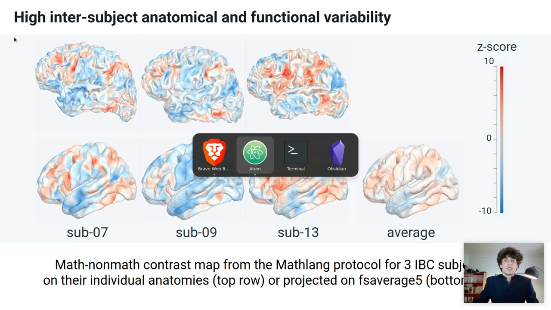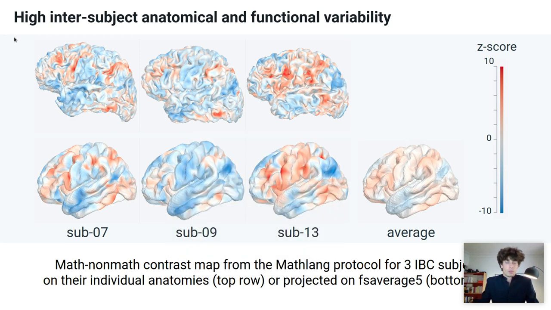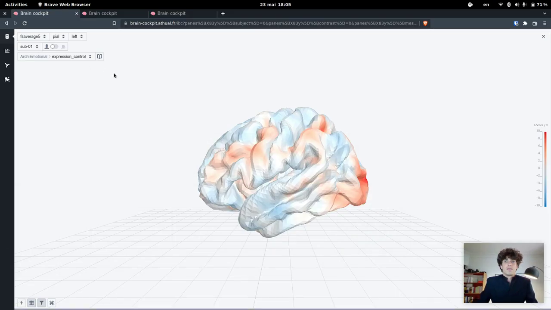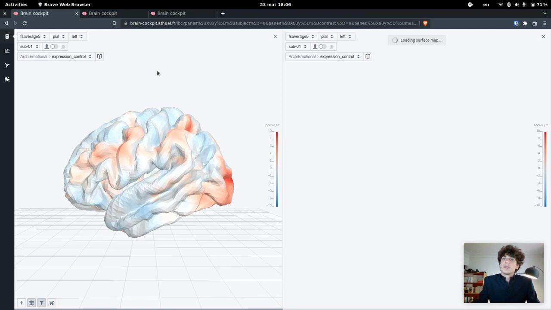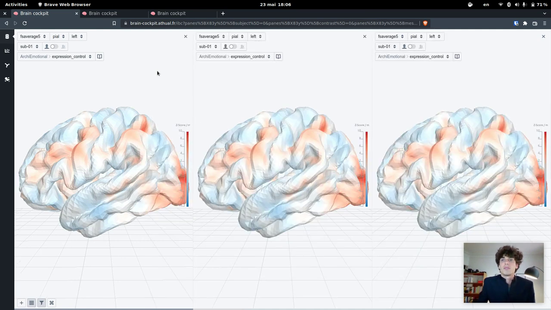I'll jump directly to the piece of software that we use so that you get a better idea of what I'm talking about. Brain-cockpit is a web-based application that you can actually find online and use yourself. It mainly displays data coming from the individual brain charting dataset, which consists of hundreds of fMRI contrasts acquired for 12 human subjects. And here, I'll show you how to display maps for groups of individuals.